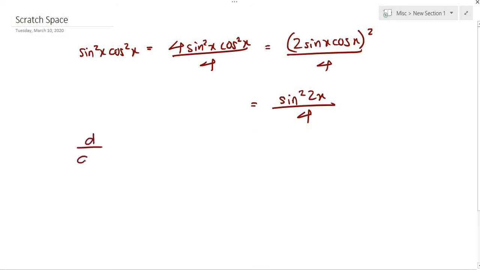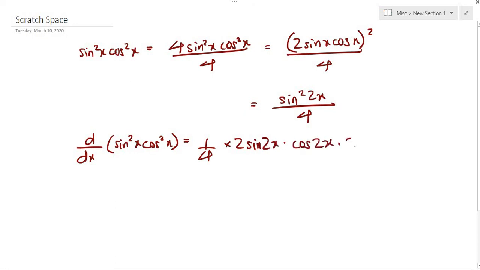So d over dx of sine squared of x times cosine squared of x is just the derivative of this thing. So if you were to differentiate this, 1 over 4 is a constant. First use the power rule. So 2 times sine of 2x times the derivative of sine of 2x, which is cosine of 2x times the 2 because we have a 2x inside. So these 2's will multiply to make a 4 and then divide by 4. So all of these coefficients will cancel out, just giving us sine of 2x times the cosine of 2x.